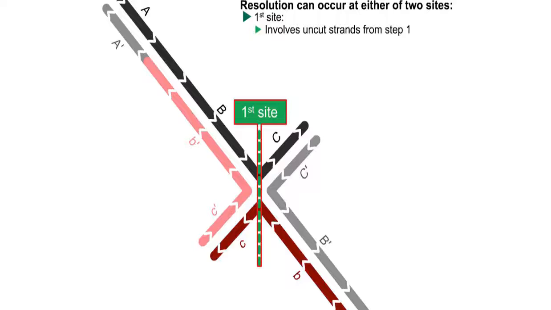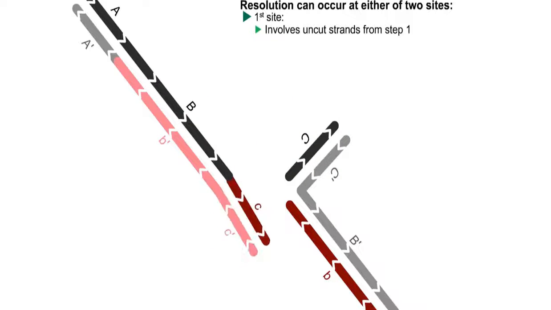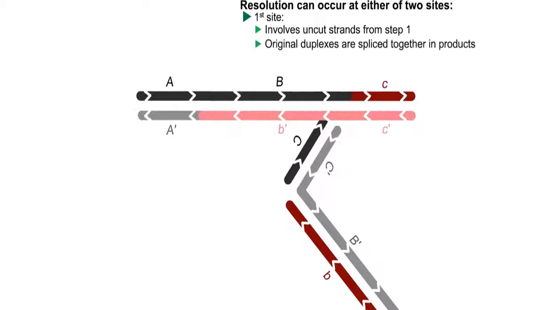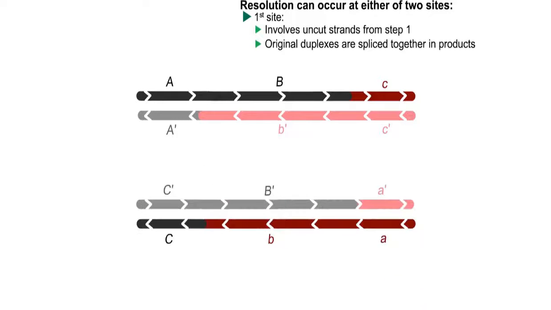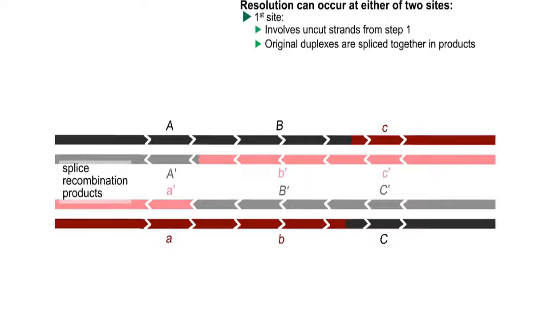The resulting duplexes are called splice recombination products because the two original duplexes are now spliced together, with the DNA sequences flanking the site of recombination swapped. This may not be obvious in the short stretches of DNA shown, but should become clearer in the context of longer DNA duplexes.